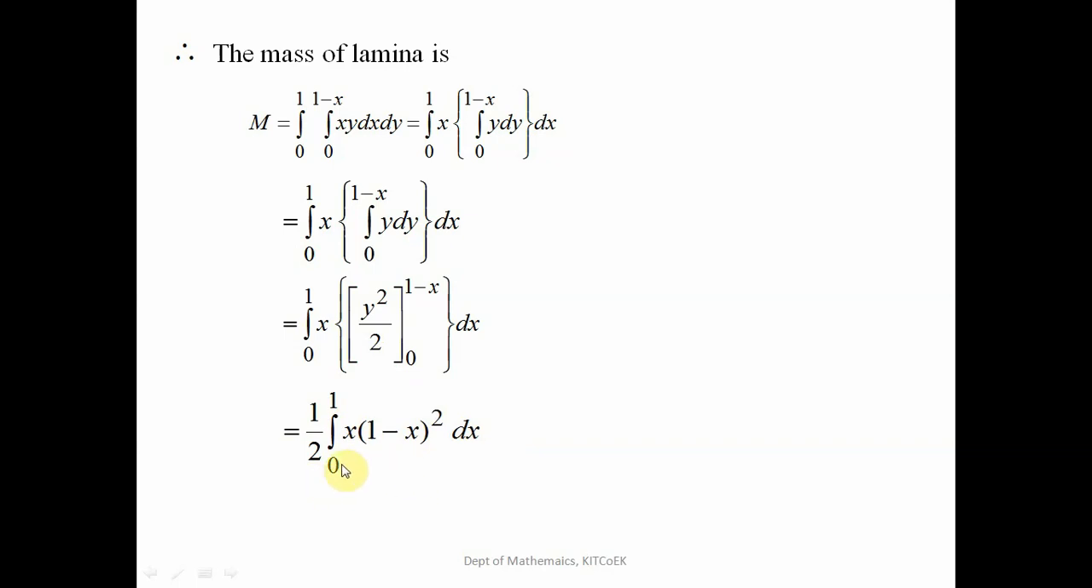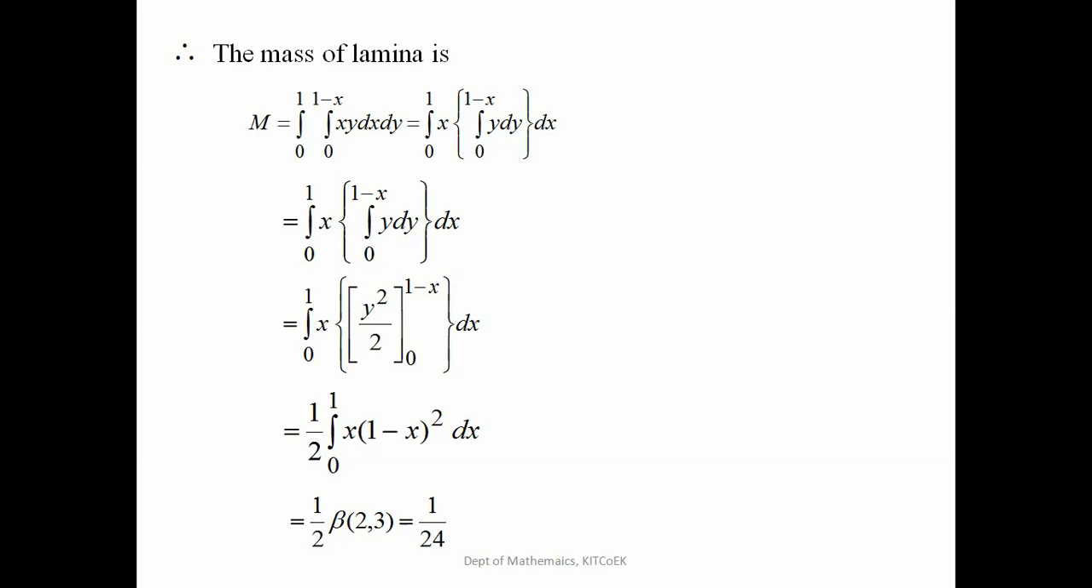So we can use the definition of beta function and write the value of this integral as 1 by 2 beta 2 comma 3, because it is of the form integration 0 to 1 x raised to m minus 1 into (1 minus x) raised to n minus 1 dx. So 1 by 2 beta 2, 3. After simplifying this, we will get the value as 1 by 24. So this is the required mass of that triangular lamina.